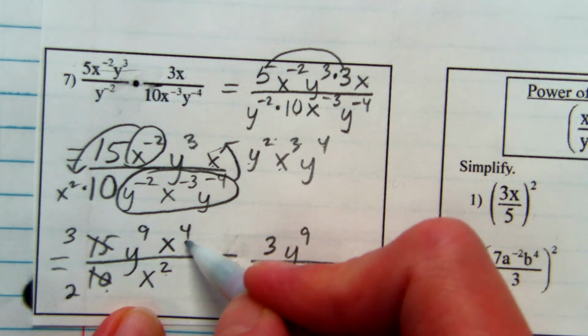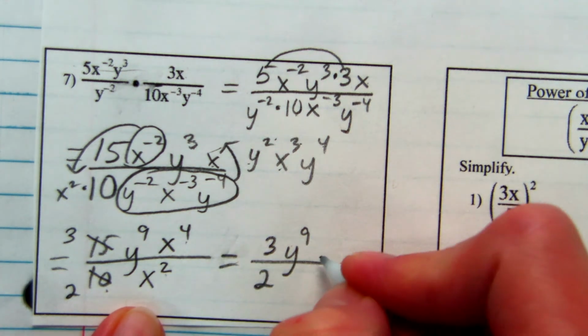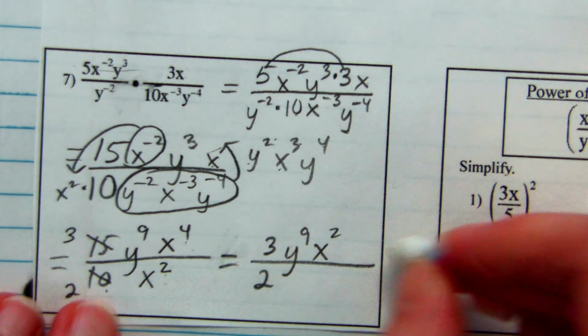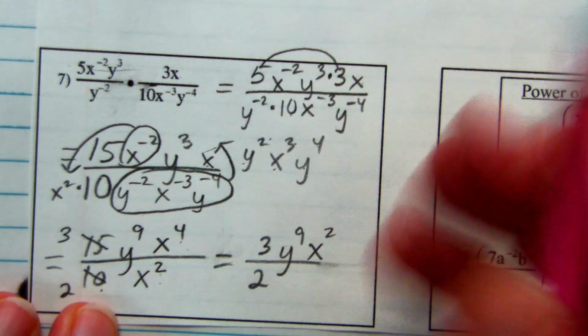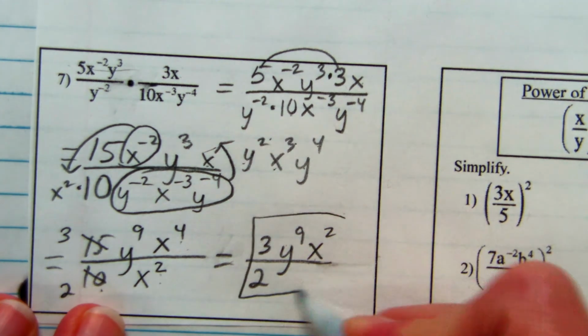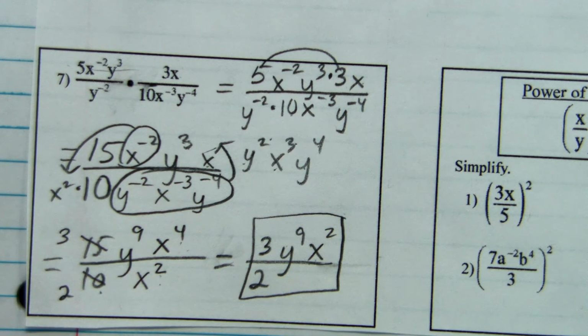Subtract. So 4 minus 2 is 2, and it goes on the top because there are more on the top than the bottom. And then that's pretty much it. On my answer key, it would have x squared and then y to the ninth because the computer alphabetizes, but it really doesn't matter. It's no hard and fast rule that you have to do that.